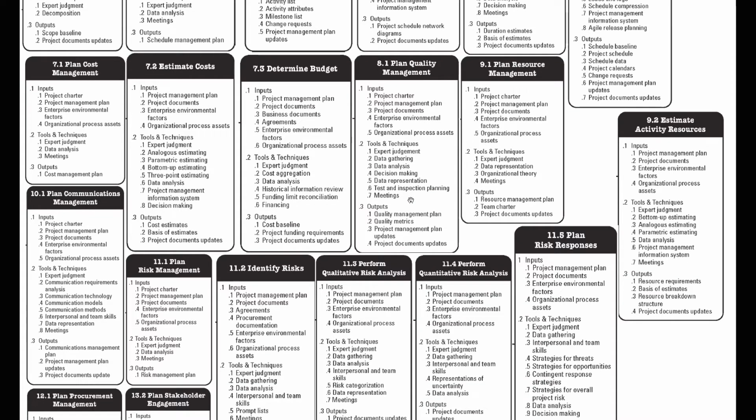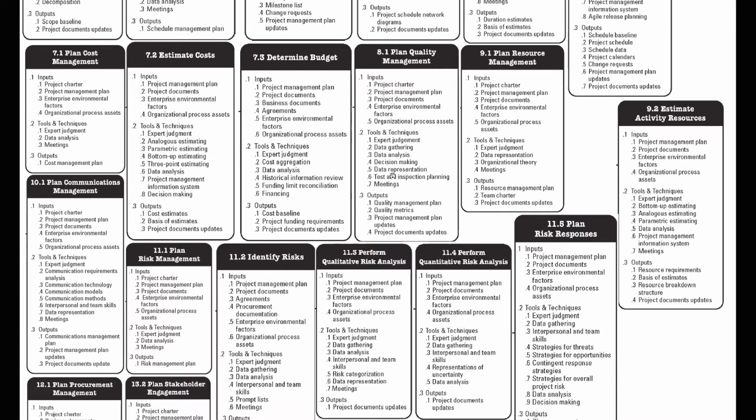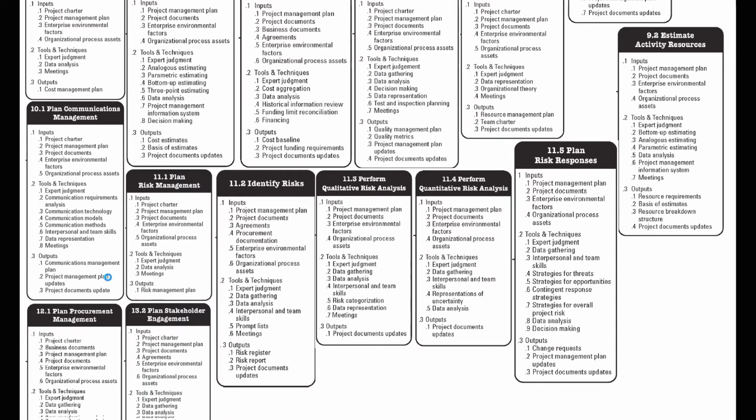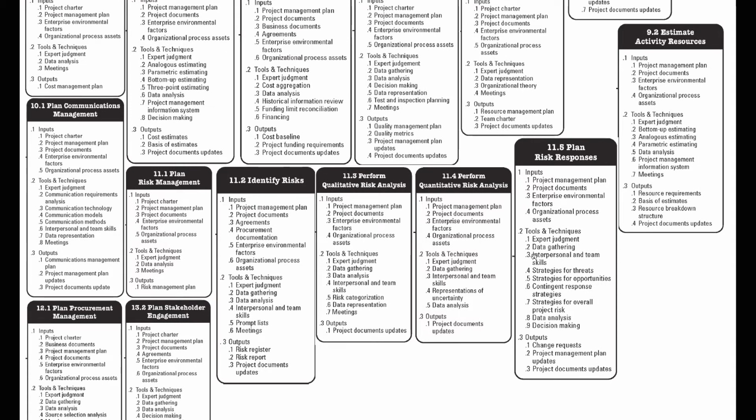Then it comes to plan quality. Again, we have decision making skills. We have test and inspection planning. You will never find them in any of those processes. Plan resource management, you have organizational theory. You will not find it anywhere else. When it comes to plan risk response, we have strategies for threats and strategies for opportunities, which are escalate, accept, avoid, mitigate, transfer, share, enhance, exploit. So these are only for the risk. Contingent response strategies, management reserve strategies.